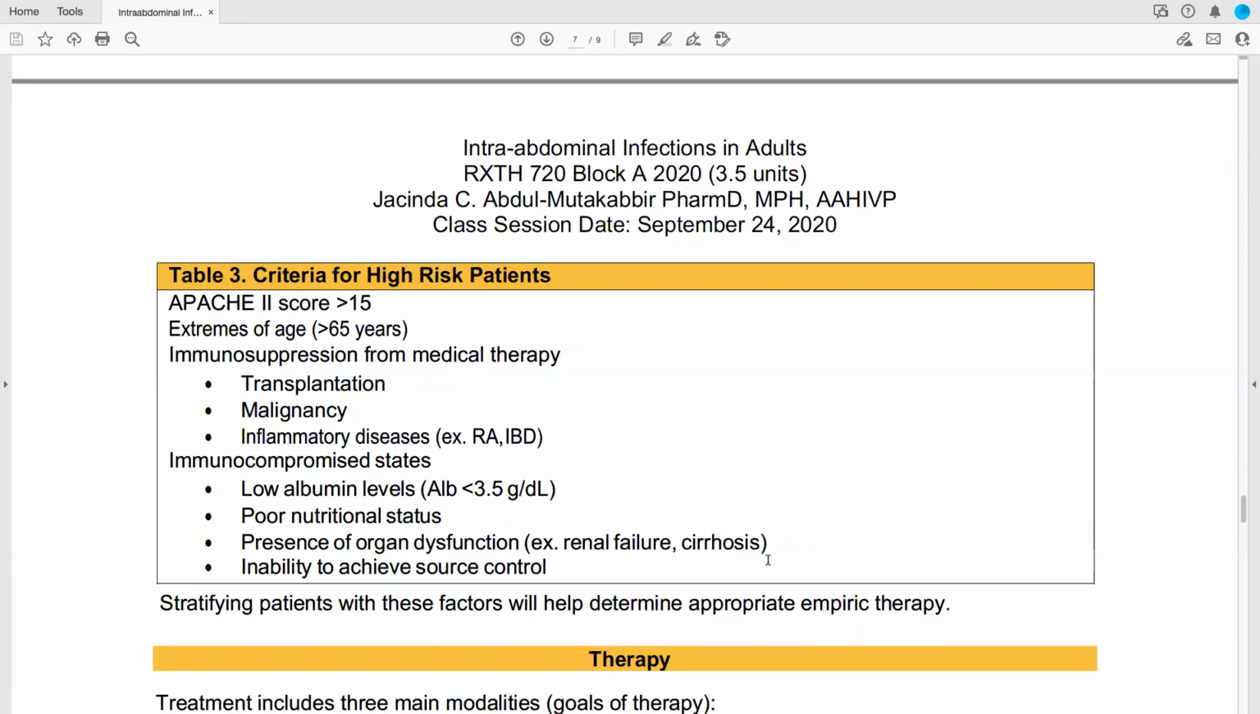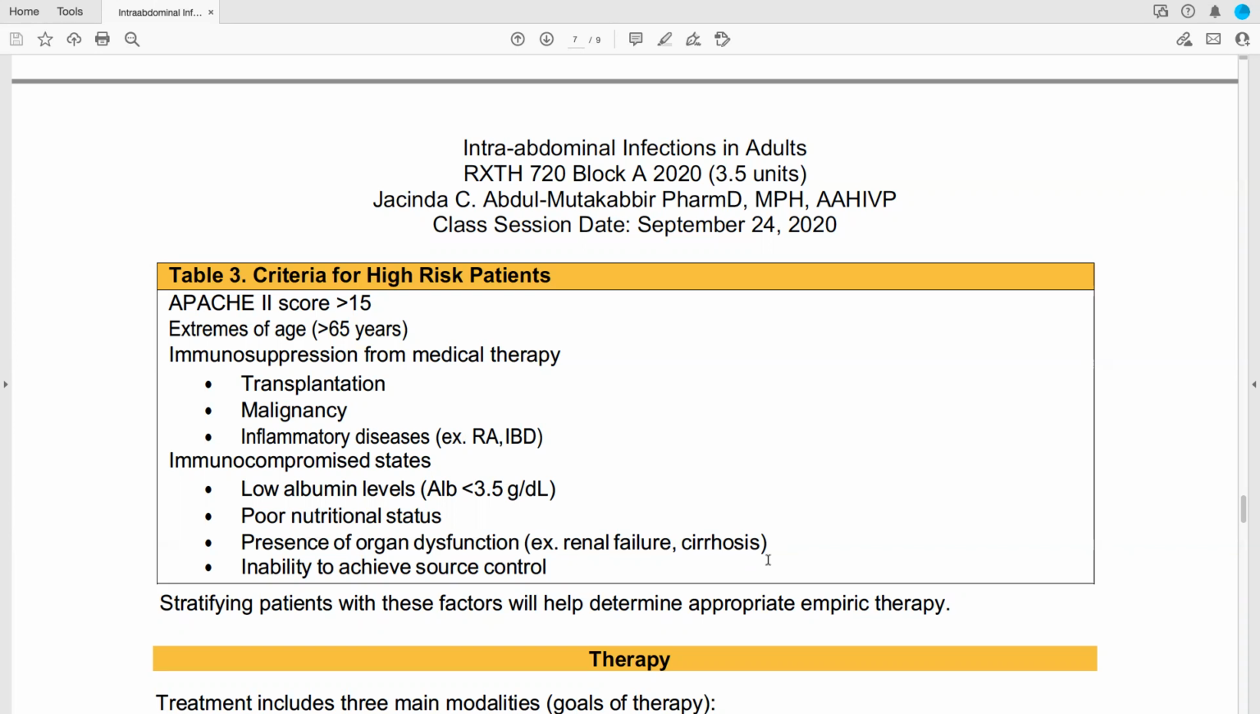So for high severity, those will be patients with an APACHE II score greater than 15, meaning that they are at more risk of having a bad outcome or dying from this infection. We know the higher the score is, the worse off you are. Extremes of age, so if the patient is greater than 65, we know that they don't have that typical normal response to therapy. If they have immunosuppression, so if they've received a transplant, if they have any type of malignancy or cancer, if they have inflammatory bowel disease, or rheumatoid arthritis, any type of inflammatory disease, then we want to put them there for high risk.